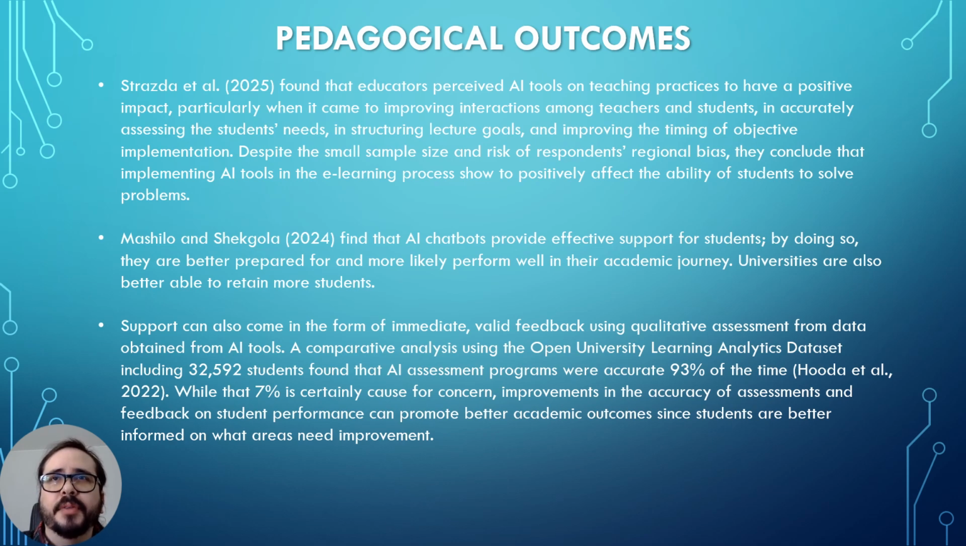One study found that AI tools were able to accurately assess students 93% of the time. Now, that 7% can be a major issue. That is a pretty large number relatively. If you get it wrong 7% of the time, that's 7% of students that are not being accurately assessed. So while technology will likely improve in the future, that is something to be considered for sure.